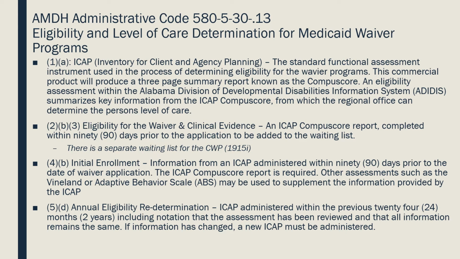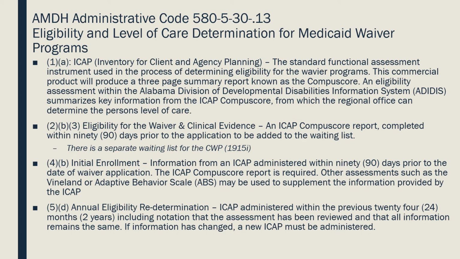ADMH Administrative Code on eligibility and level of care determination for Medicaid waiver programs include the ICAP, which is the standard functional assessment instrument used in the process of determining eligibility for the waiver programs. This commercial product will produce a 3-page summary report known as the CompuScore. An eligibility assessment within the Alabama Division of Developmental Disabilities Information System, also known as ADIDIS, summarizes key information from the ICAP CompuScore, from which the regional office can determine the person's level of care.